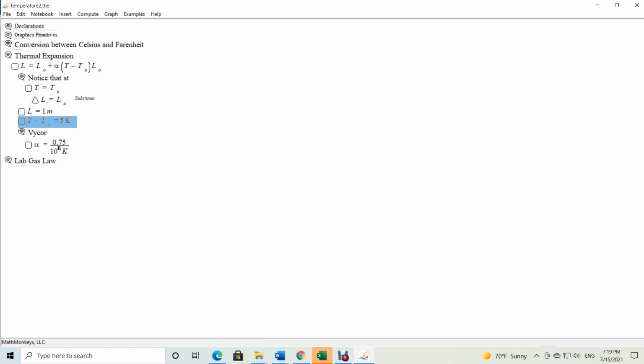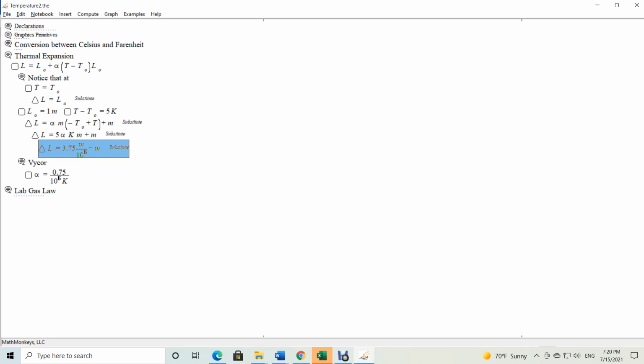We're going to use that, and then apply it for each particular case. Oh, by the way, it's L naught here, not L. L naught equal to 1 meter. I'm going to substitute 1 for L naught right in here, and substitute T minus T naught here. And now I'm going to apply alpha for each different material. Vicor first.